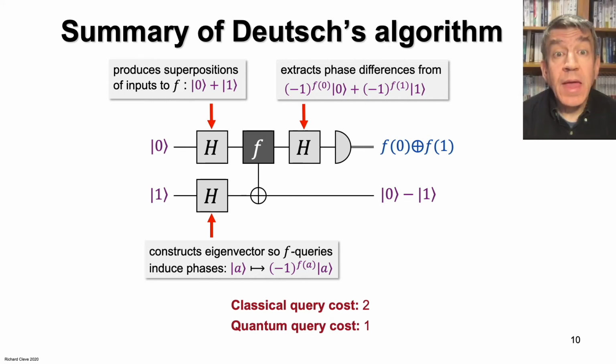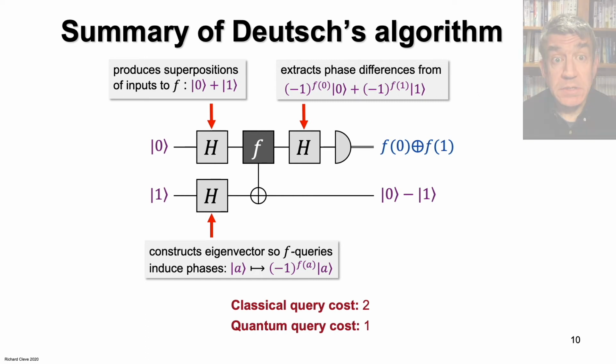Notice what this algorithm does not do. It does not somehow extract both values of the function f(0) and f(1) with one single query. In fact, if you run this algorithm, then you get no information about the value of f(0) itself. Also, you get no information about the value of f(1) itself. You just get information about the XOR of those two bits.